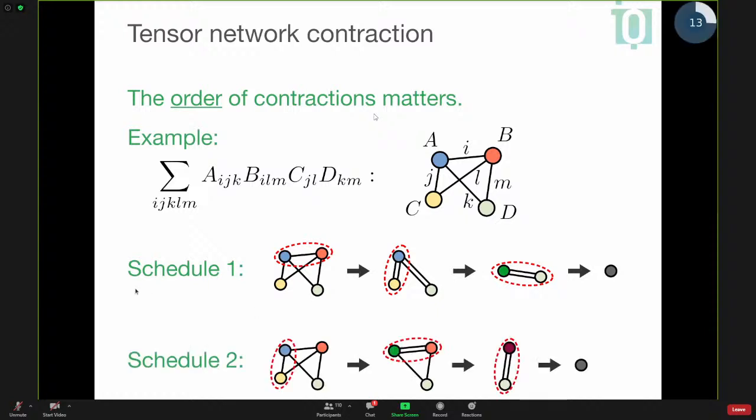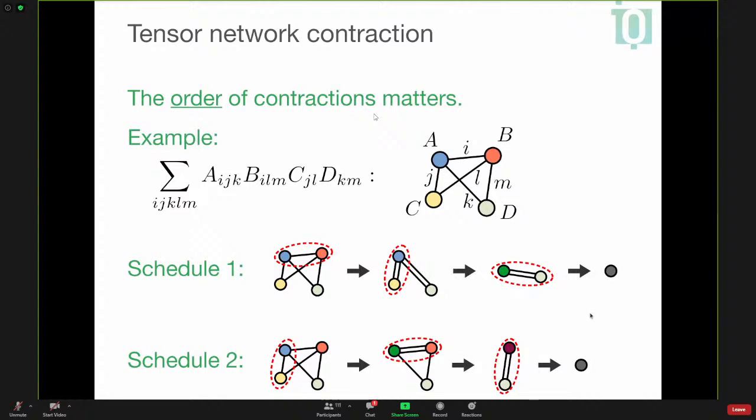Here's another choice. Here I call them schedules, right? So it's a different way, a different order of going through the to-do list. And so here I contract A and C first. Then I contract AC with B, and then ABC with D to again get my result. So notice that no matter how I do this calculation, the end product will be the same if I do my math right.